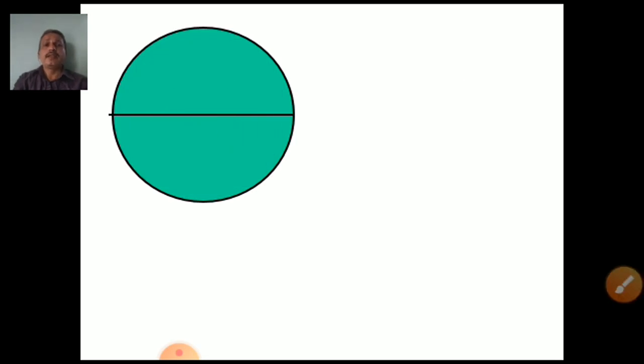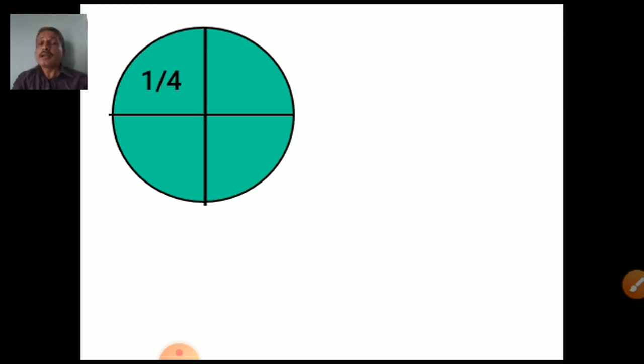Let's see, here you discussed the square and rectangle, but what about the circle? Do you know which round-shaped thing you like to eat the most? The most liked eating thing is pizza. Yes, students, pizza. If one pizza is there and you two students are there, then what will you do? Yes, you will cut it into two pieces.